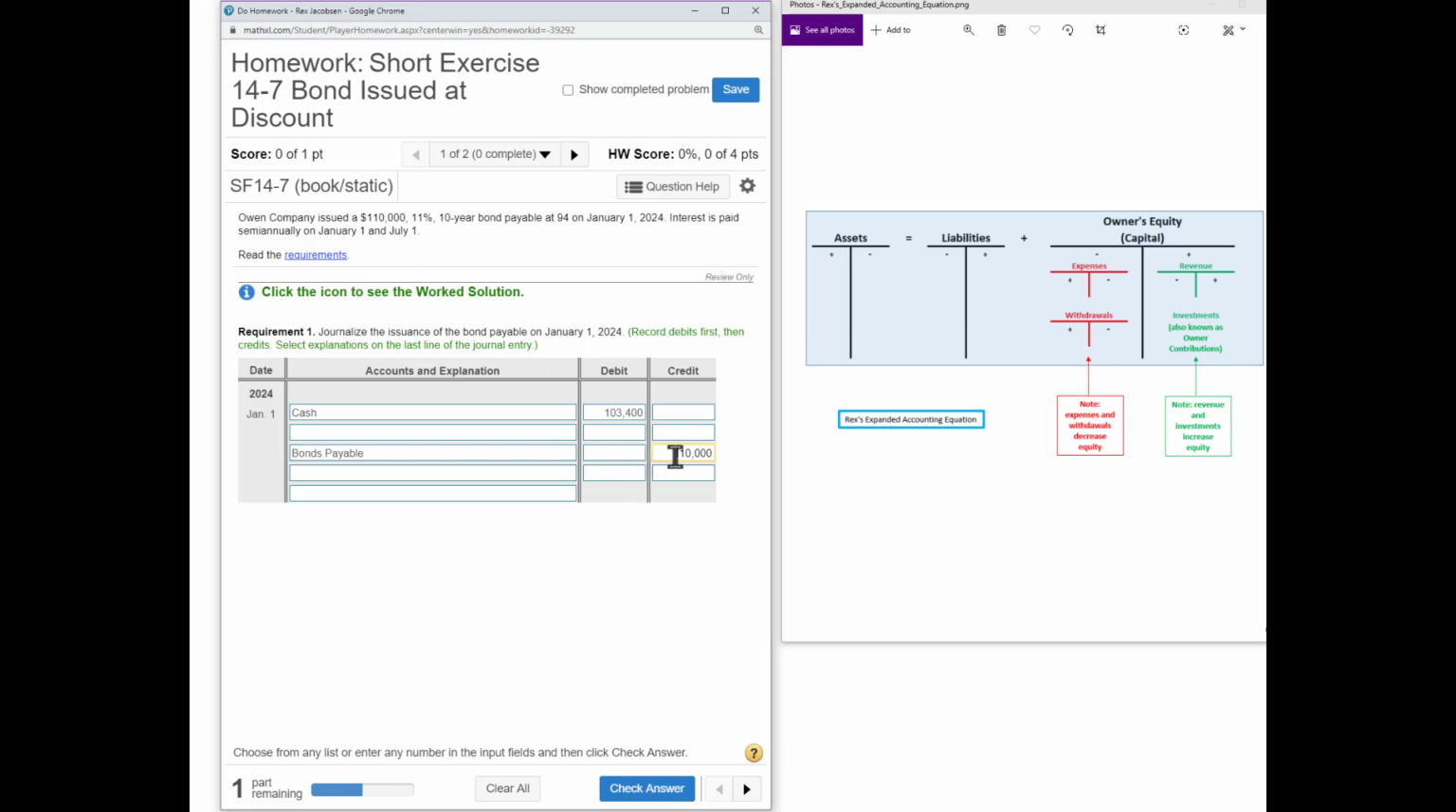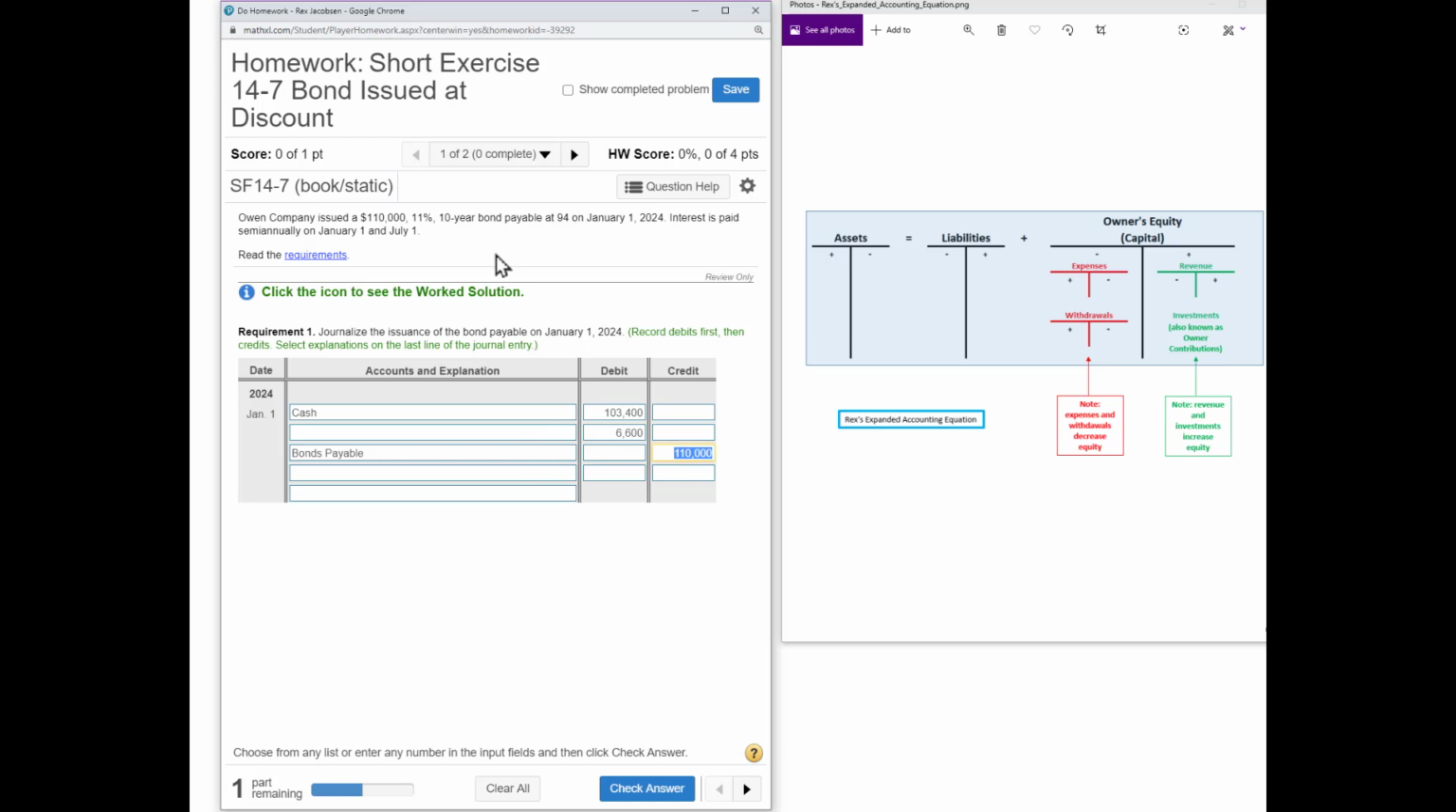So now, as you see, this transaction does not balance. So we can figure out the balancing amount and then put the balancing amount on the smaller side. So to do that, we take 110,000 minus 103,400, and we get $6,600. So when we add this and this, they now equal this. Debits equal credits. So what is this account called?